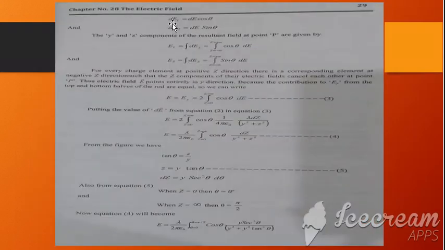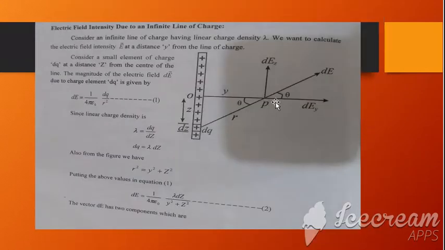Now look here: the dEy component is equal to dE cos theta, and the z component is equal to dE sin theta. You can see that in this portion, along the base, dEy is equal to dE cos theta, and this is dEz along the perpendicular, so this is dE sin theta.